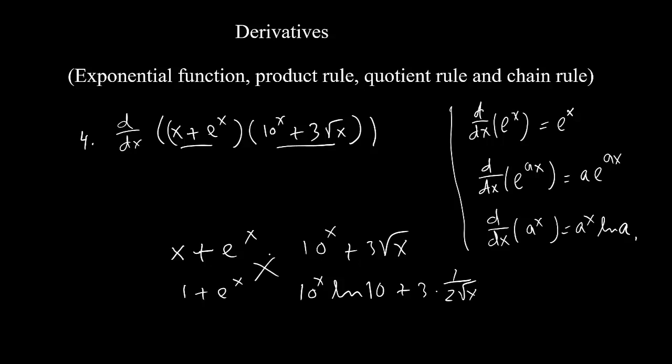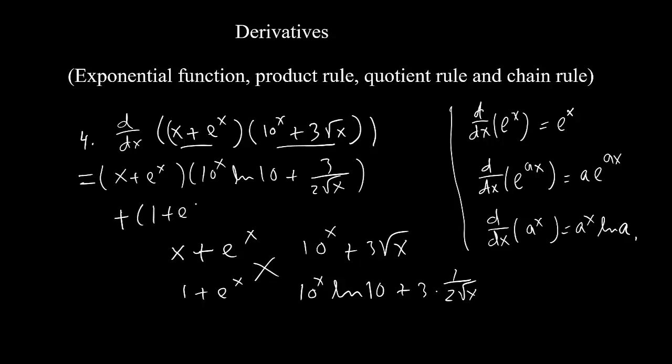Now we need to cross multiply, add together to get derivative. Done. Now first I write this way, then this way, or this way, then this way, doesn't matter. So then you will have x plus e to the x times 10 to the x natural log of 10 plus 3 over 2 square root of x, first part, plus, then we go other way, 1 plus e to the x, and then I have 10 to the x plus 3 square root of x. We are done for this derivative.